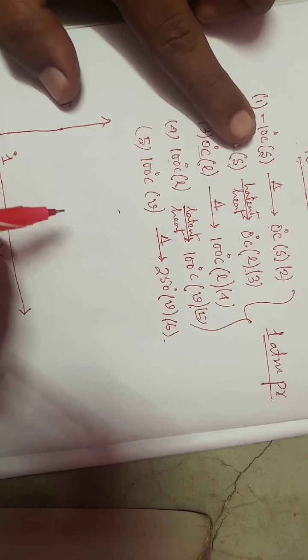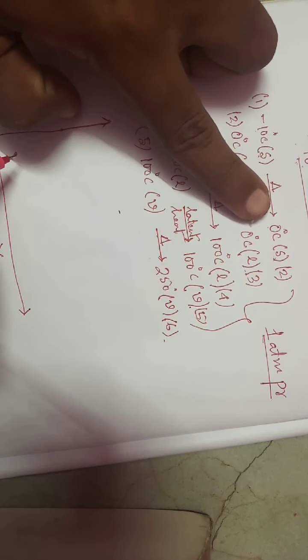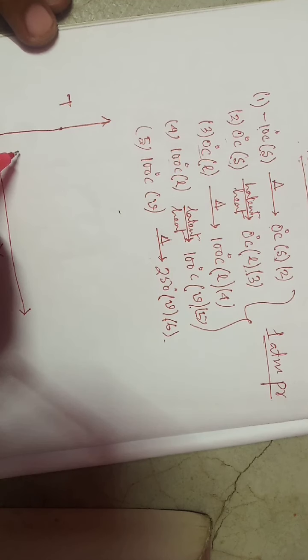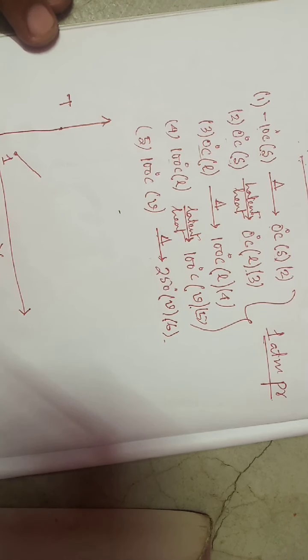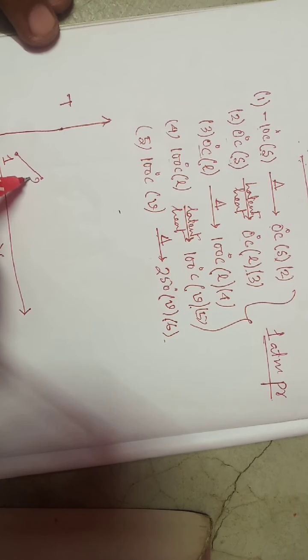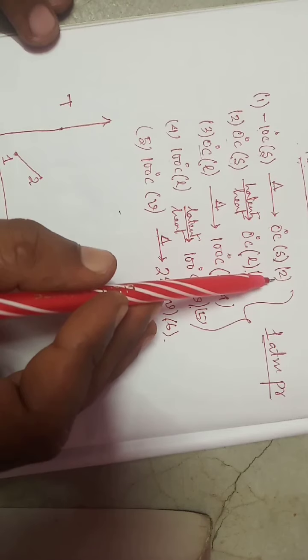You can see that minus 10 degree centigrade of solid, by taking sensible heat, comes to 0 degree centigrade. So the graph will be a straight line. It will increase its temperature and corresponding entropy. That's what we know, that when heat is added to the system, the entropy of the system increases. So it comes into state 2, which means 0 degree centigrade of solid state.